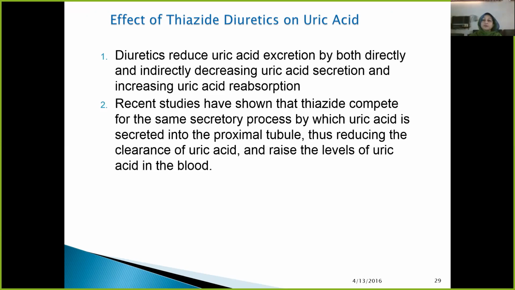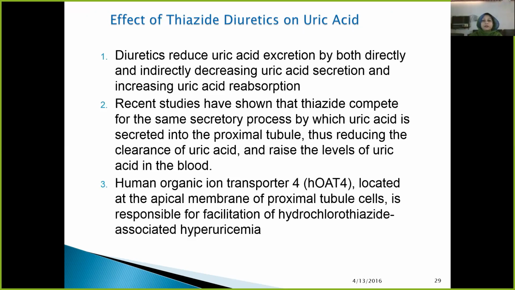Recent studies have shown that thiazides compete for the same excretory process by which uric acid is excreted into the proximal tubule, thus reducing the clearance of uric acid and raising the levels of uric acid in the blood. Human organic ion transporter 4, located at the apical membrane of proximal tubule, is also responsible for the facilitation of hydrochlorothiazide associated hyperuricemia.